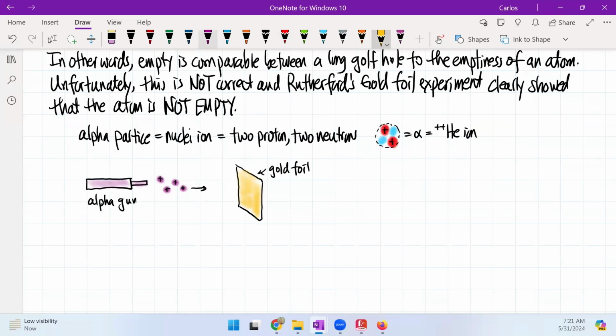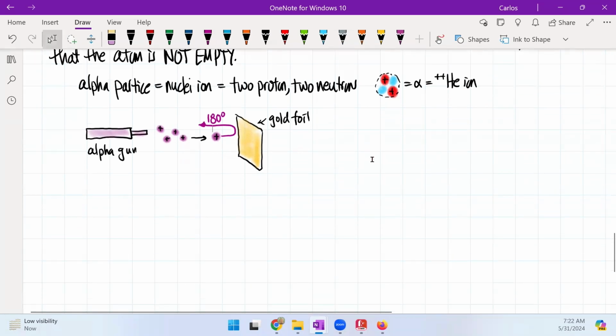But this is what they found here, that some of these ions, as they came to the gold foil, would actually get shot right back and come back at 180 degrees. So in other words, a lot of these alpha particles would go right through the gold foil. Some of these would hit something very dense and come flying back. The word hitting is a very misleading term, and we have to ask the question, what does that mean? But this is what led to the discovery of the nucleus.